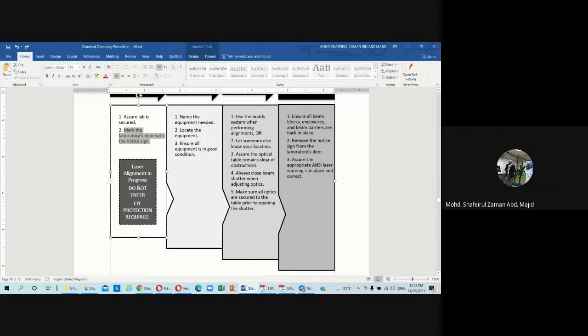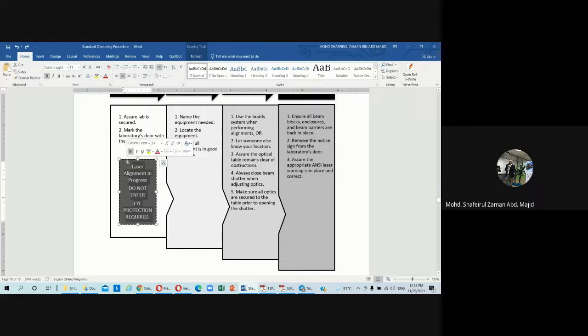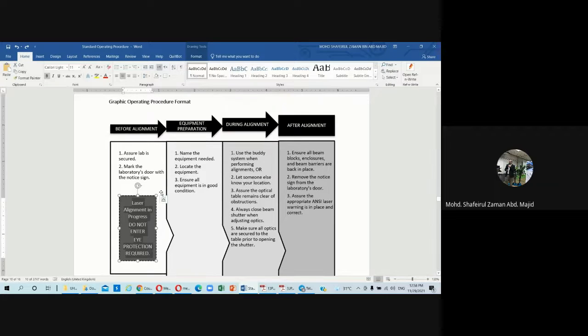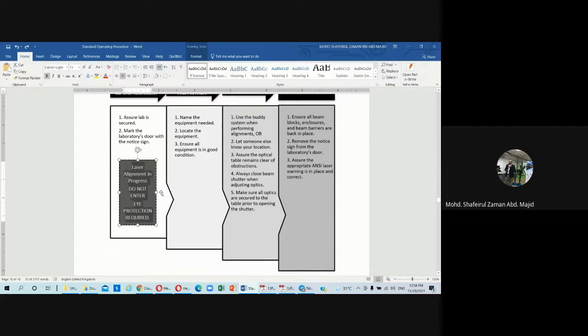For example here, what is the notice sign? So laser alignment in progress, do not enter, eye protection required. So you're going to put the image of this notice sign, for instance. So for each of the procedures under graphic operating procedure, you need to have the images. And this is what you're going to do for your second assessment.